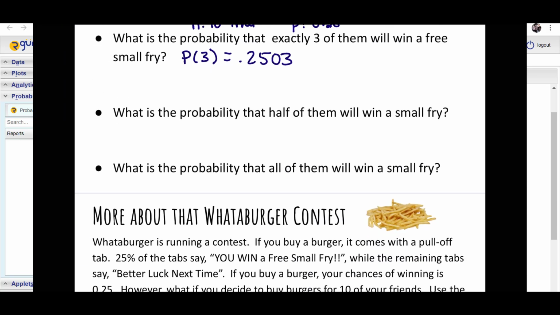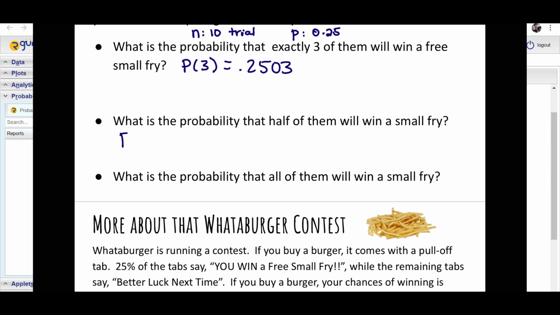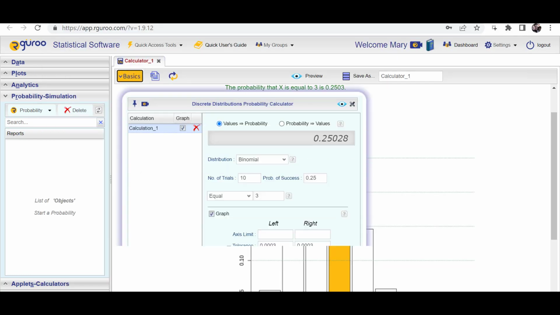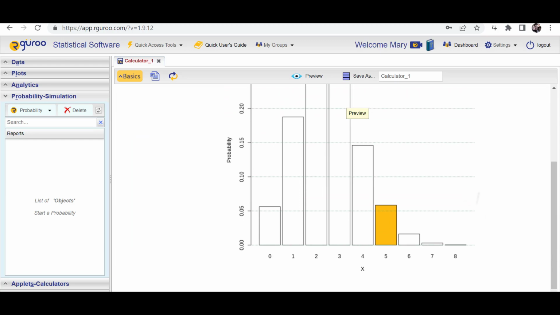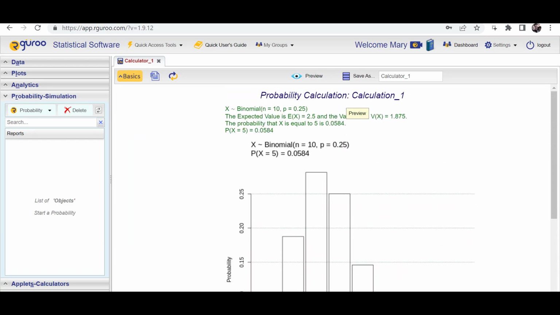All right, so now let's figure out what is the probability that half will win a free small fry. So how many is half out of 10? Well, that's 5. So we can quickly go back here and just go to basics and change the equal to number from 3 to 5. Hit our preview button. It now has changed the shading to 5, and you can see the probability is 0.0584.